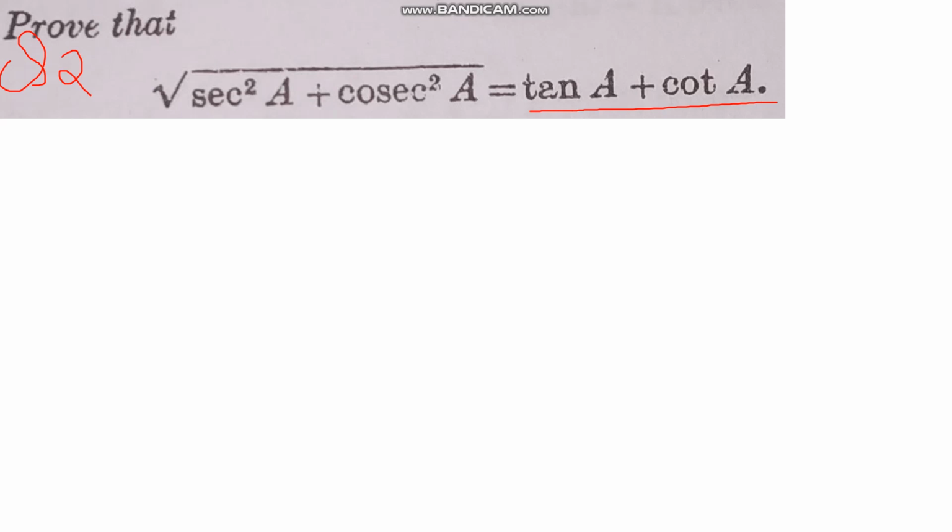Hope you have tried the question. Moving on to the solution. Sec square A can be written as 1 plus tan square A. We have known this from the fundamental relations.